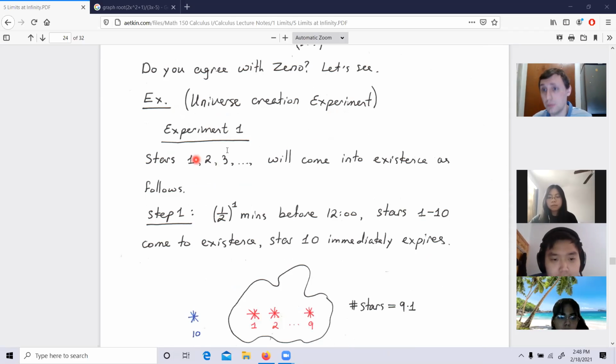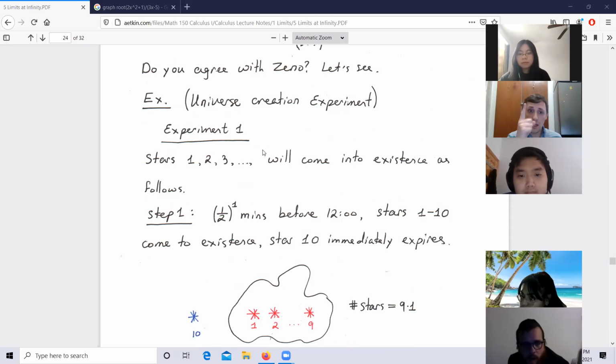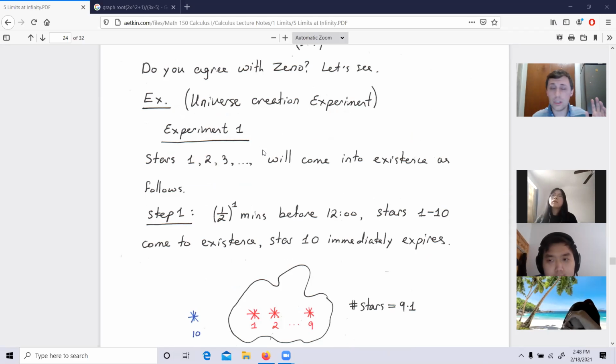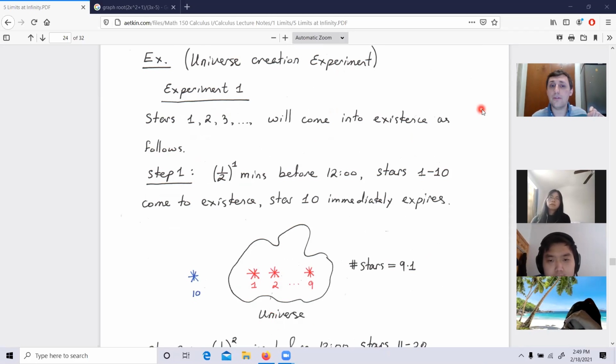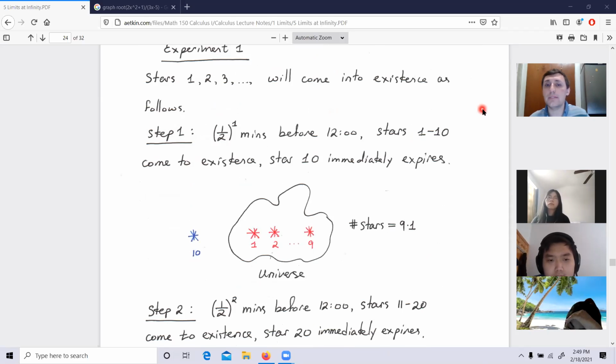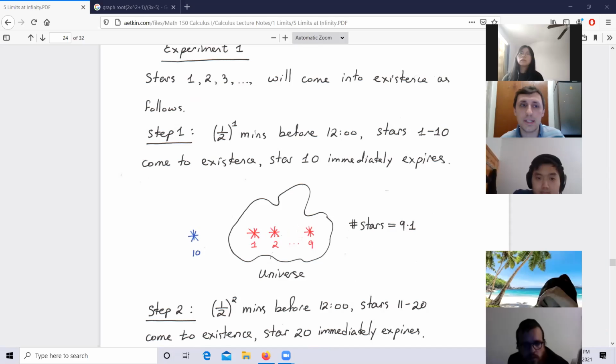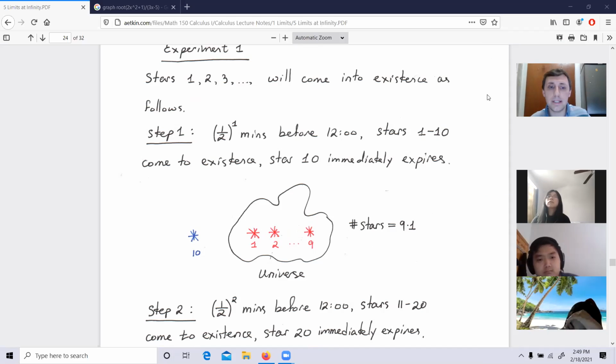Imagine that the stars will create infinitely many stars, and they are numbered integers 1, 2, 3, 4, and onwards. They are numbered as the whole numbers, okay? Are you with me? There are going to be 2 creation experiments. Creation number 1 is the following. 1/2 minute before 12, you have stars numbered 1 through 10 appearing in the universe, with star number 10 immediately extinguished. Do you see what happens?